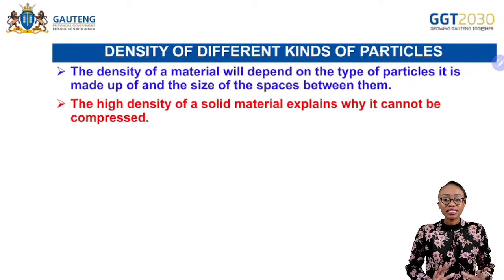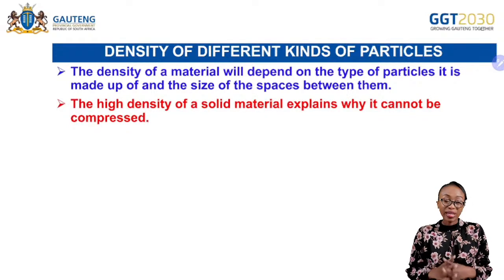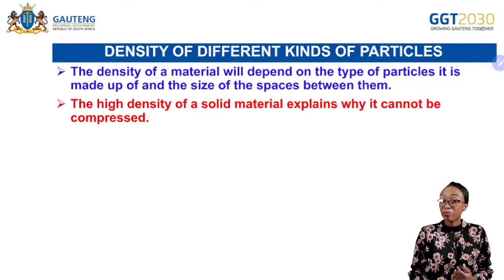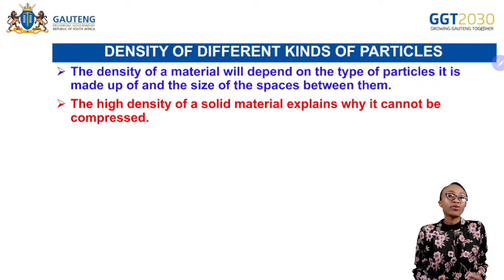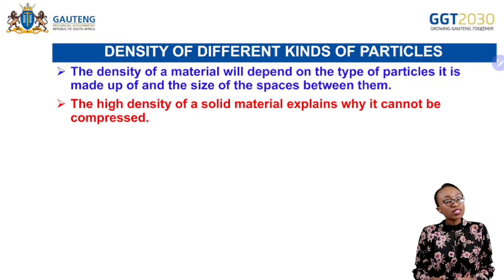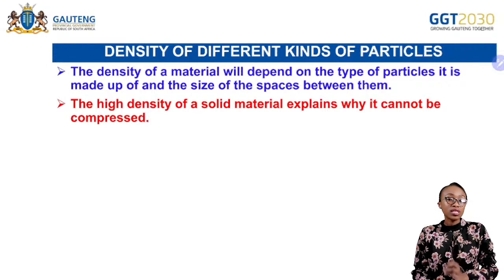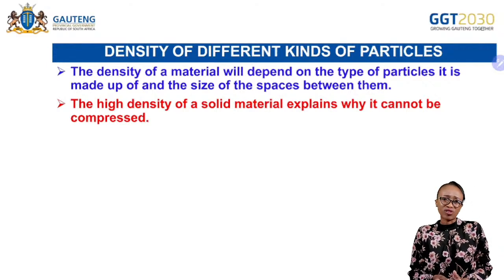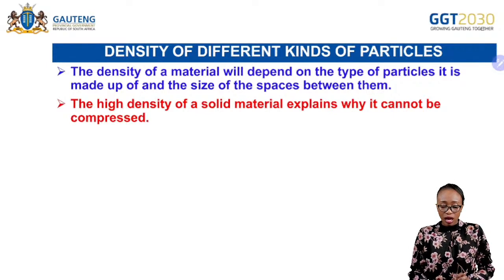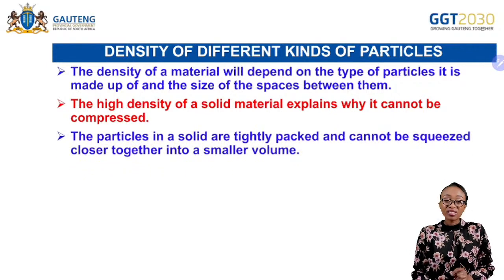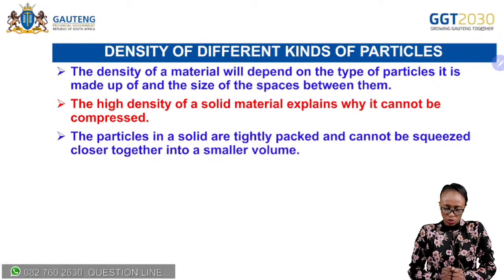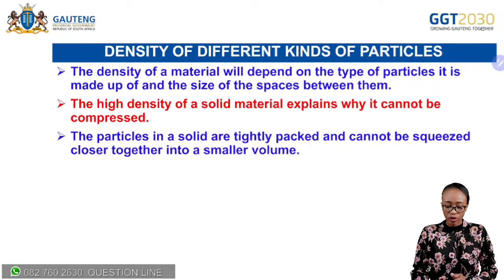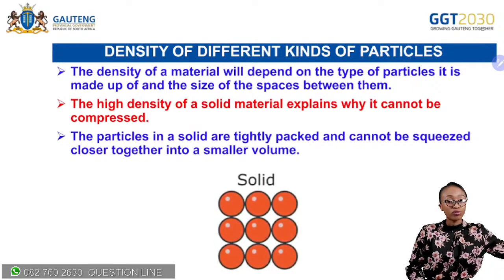The high density of a solid material explains why it cannot be compressed. Remember we said the spaces between the particles in a solid are very small because those particles are tightly packed and don't move much. They only vibrate in that particular position. So the particles of a solid are tightly packed and cannot be squeezed together into a smaller volume. I'm going to take a Rubik's Cube here just to show you.